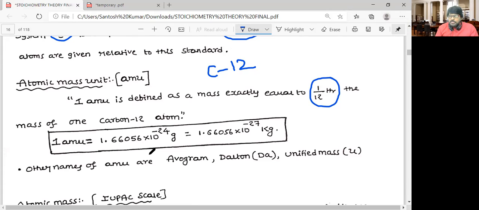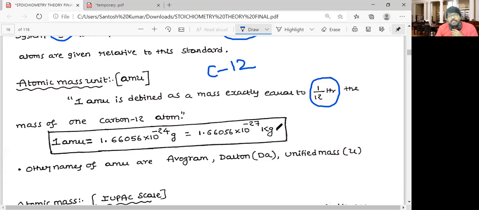See, in the earlier example, I took a scale whose length is 30 centimeters. For example, if you want to define 1 centimeter, what does it mean? 1 by 30th part of that scale, because that scale has 30 centimeters. I need 1 centimeter, so you have to divide that scale into how many parts? 30 parts. Same thing. We have a reference element, carbon.